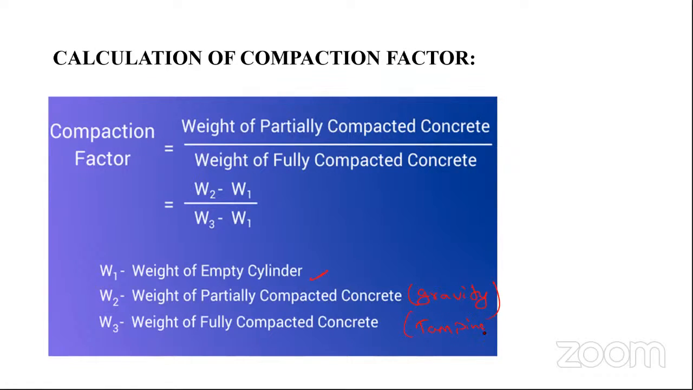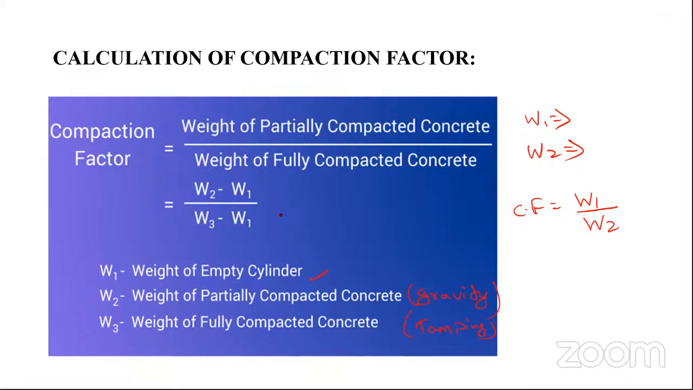Now, what had we studied? We had studied that W1 is the weight of the compacted concrete due to gravity, and W2 is the weight of the compacted concrete due to manual damping. So if we have to find the compaction factor, it will be equal to W1 upon W2, that is the weight of compacted concrete due to gravity and the weight of compacted concrete due to manual damping.